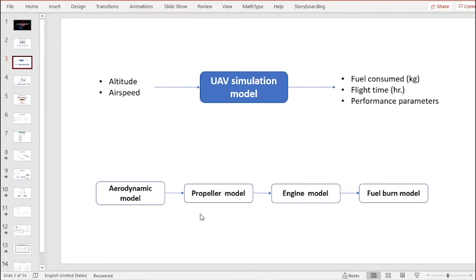The data flow would occur according to the block diagram that I've shown here below. We start off with the aerodynamic model, and once we get the lift and drag forces from the aerodynamic model, we use that to model the characteristics of the propeller. And once we know the torque generated by the propeller, we can compute the specific fuel consumption value of the engine.